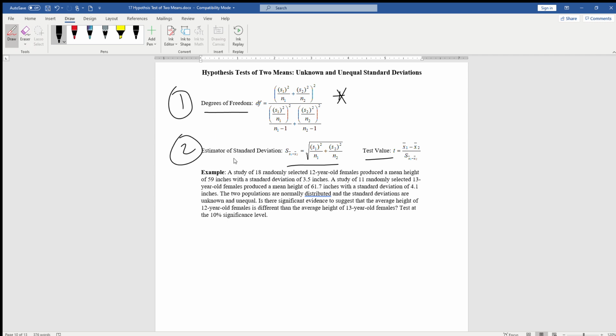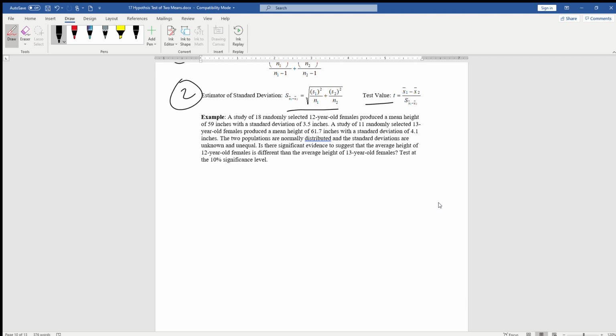We have a study of 18 randomly selected 12-year-old females that produced a mean height of 59 inches with a standard deviation of 3.5 inches. A study of 11 randomly selected 13-year-old females produced a mean height of 61.7 inches and a standard deviation of 4.1 inches. One of the most important parts of the problem: the two populations are normally distributed and the standard deviations are unknown and unequal. So that's how we know that we're using these formulas. Remember, the first time it said unknown and equal, this time it says unknown and unequal.